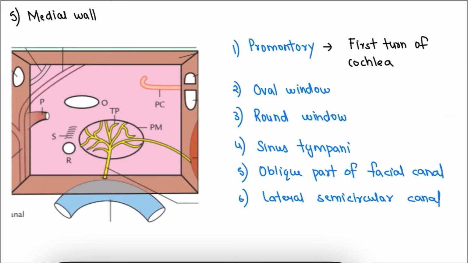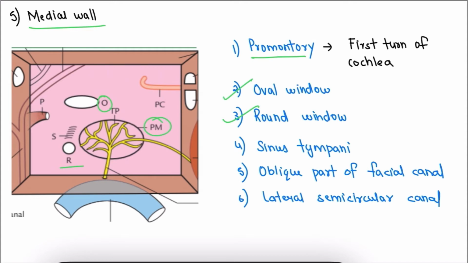Now coming to the medial wall. In the medial wall we have the promontory. Promontory, it is a nerve plexus that is present in the medial wall. The second one is the oval window. Third one is the round window. As we can see, this is the round window, this is the oval window, and this is the promontory.